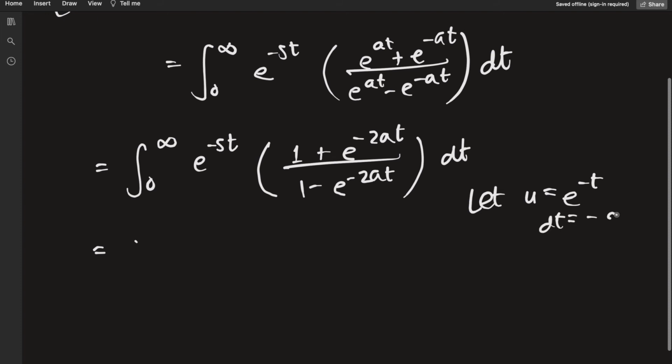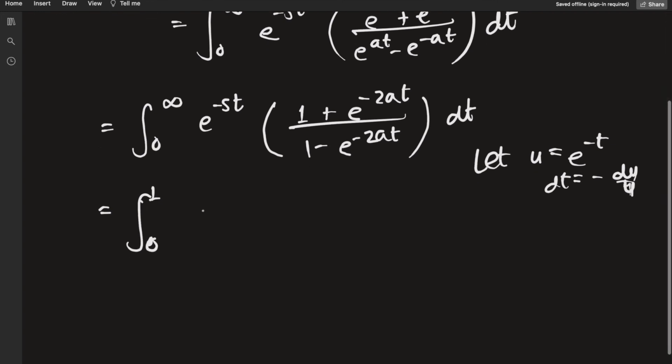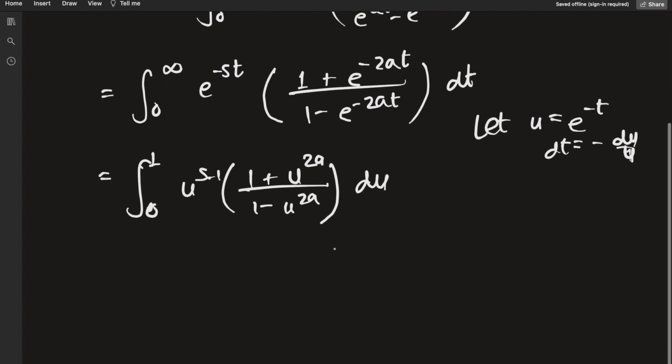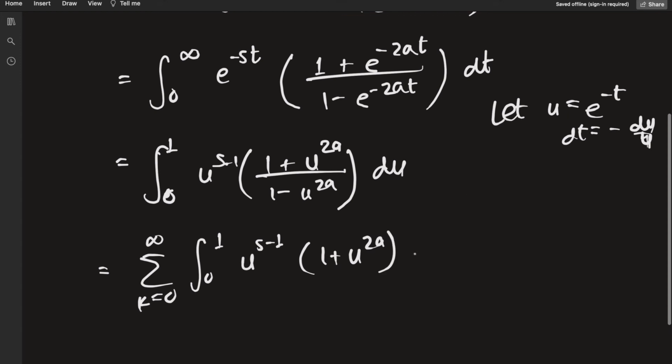So dt is negative du over u, fine. It goes from 0 to 1. The integrand is u to the s plus u to the 2a, over 1 minus u to the 2a, minus 1 because of that, du. So now geometric series: u raised to s minus 1 plus u to the 2a, sum of u to the 2ak du.